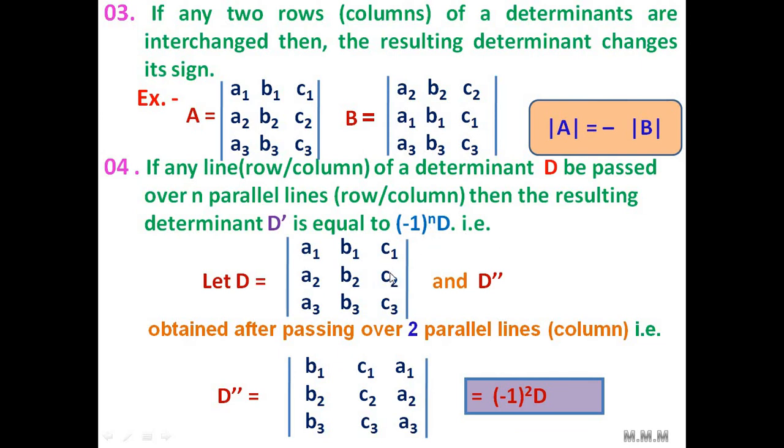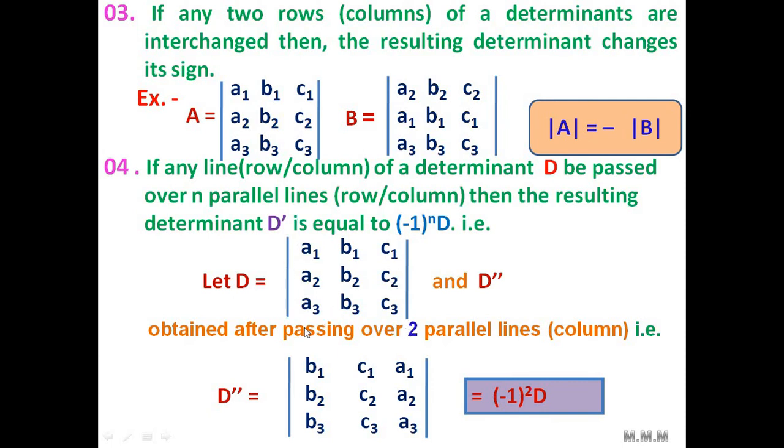That is D equal to A1 B1 C1. Are you observing here? A2 B2 C2, A3 B3 C3. Often after passing two parallel lines, column. Here B1 C1 A1. What has been given here? Parallel lines, two parallel lines. That means A1 A2 A3 is here in place of that C1 is place of C3.